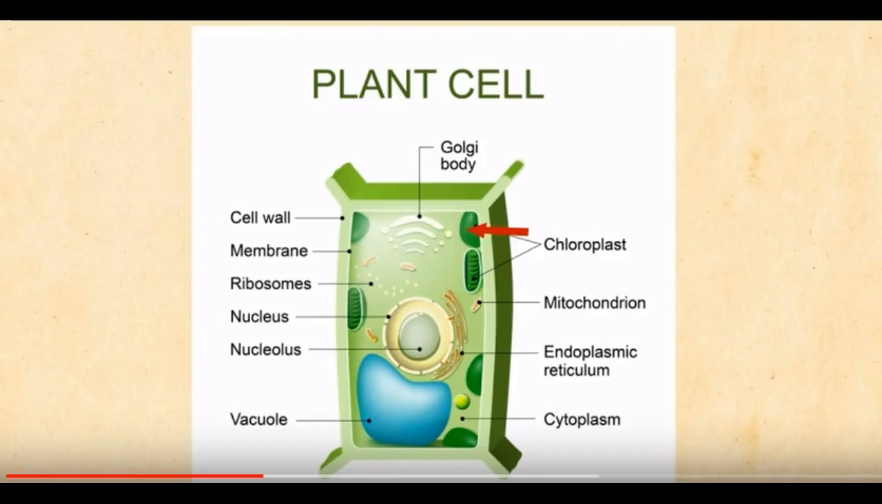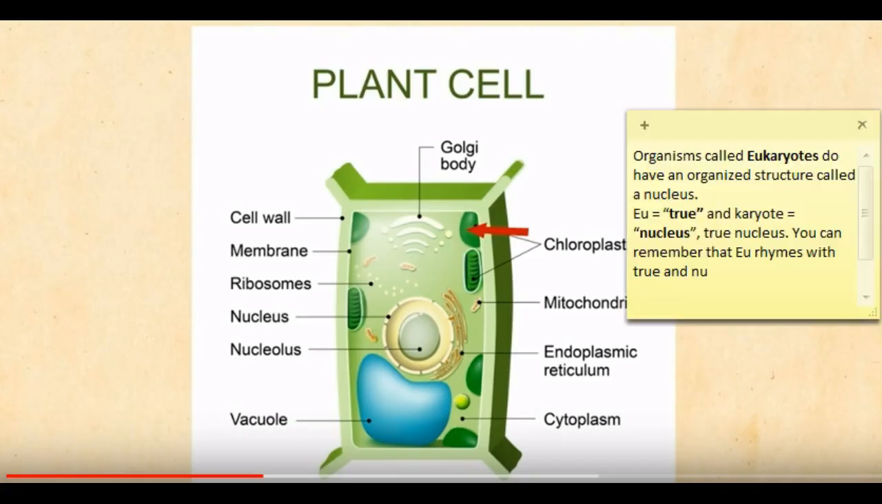Plant cells have a more rectangular shape and they are eukaryotic, containing a nucleus. Organisms called eukaryotic do have organized cell structures and a nucleus. Eu meaning true, karyote meaning nucleus, so eukaryotic means true nucleus. You can remember it because eu rhymes with true or new. You're going to have a nucleus that has the DNA, and there's also going to be cytoplasm inside the cell.